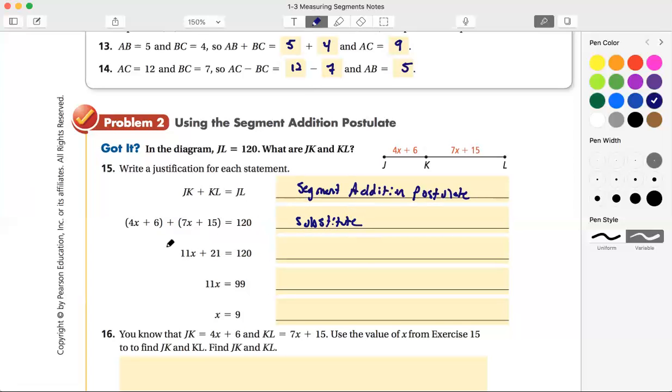Now I'm going to simplify. I'm going to add 4x and 7x and get 11x. 6 plus 15 is 21. So this is called simplify. I'm going to subtract 21 from both sides. And I'm going to get 11x equals 99. So this is called subtract 21 from each side. And then I'm going to divide both sides by 11, and that's going to give me 9.